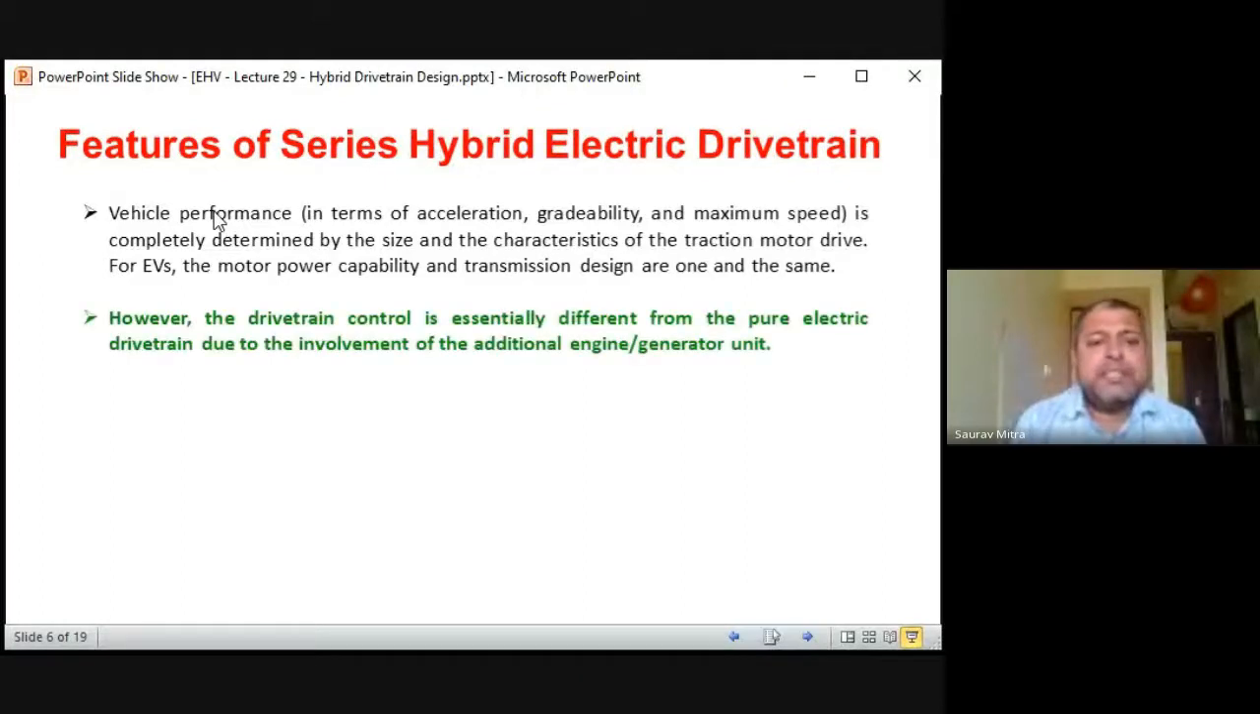So vehicle performance in terms of acceleration, gradability, and maximum speed. These are the three vehicle performance parameters. We have seen it time by time. So vehicle performance, that means acceleration, gradability, and maximum speed, is completely determined by the size and characteristics of the traction motor drive. And the traction motor drive is actually designed as far as the battery is to be put in the vehicle. So battery design, size, capacity, and efficiency of the traction motor. These two are the main things which have to be designed in case of any kind of electric vehicle.